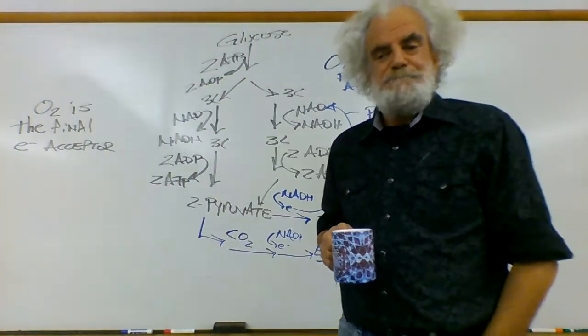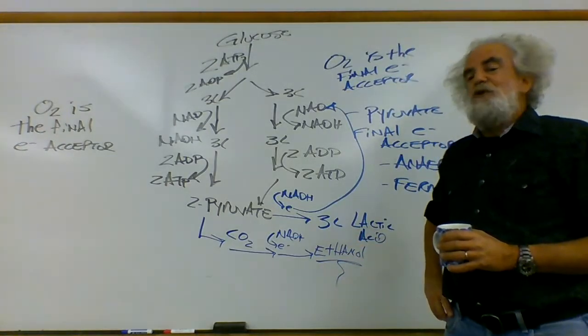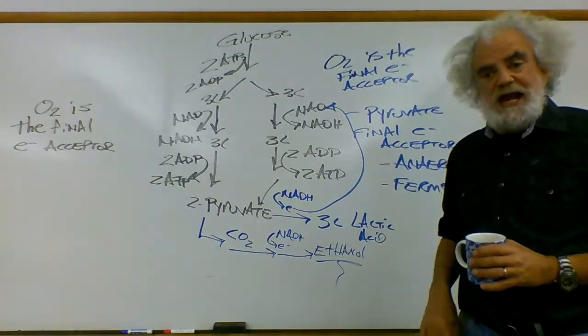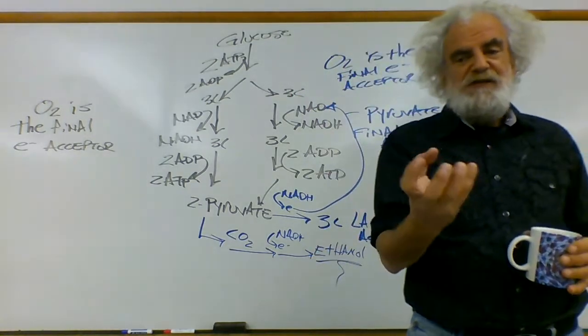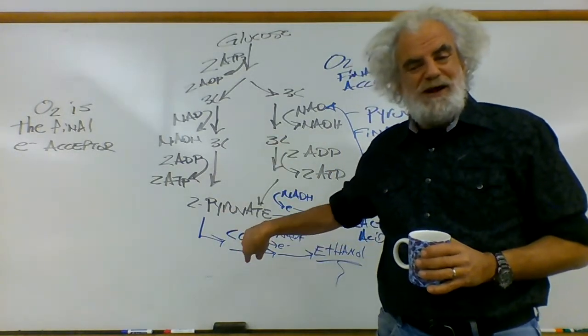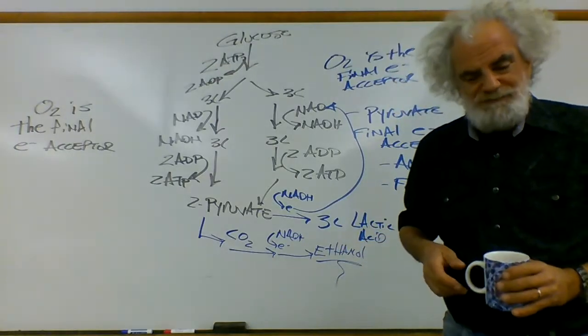So we can't do this reaction, but yeast can. And so when you put yeast into a solution with sugar, like grape juice, and let it sit for a while, fairly quickly it begins to deplete the oxygen that's in the liquid, in the juice, and it then goes anaerobic. And when it does, it begins to produce ethanol.